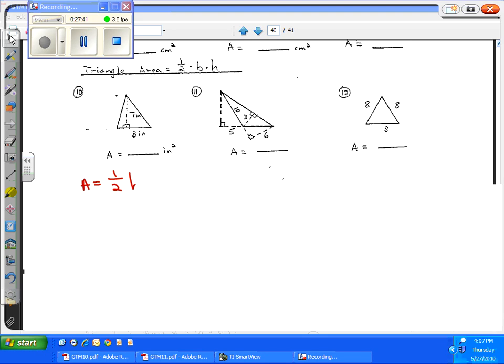So we have area is 1/2 base times height. So we're going to get area equal 1/2 times the base. The base is the bottom. Times the height. The height is how tall it is if it's sitting on its bottom, and how tall it is straight down. 7 inches.